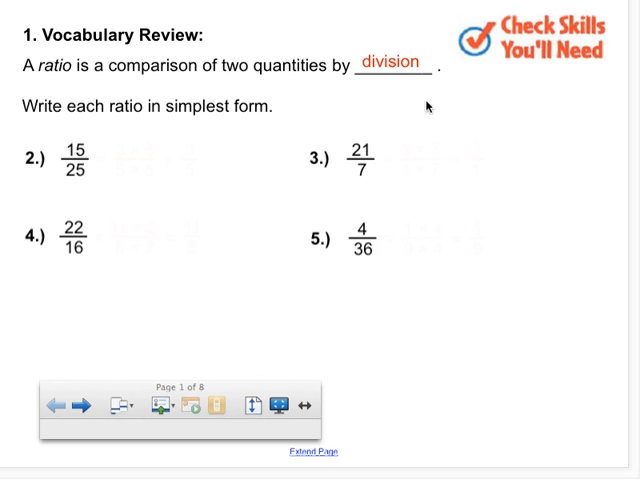Okay, write each ratio in simplest form. It has to stay as a ratio. A ratio consists of two numbers. If you make it into one number, you don't have a ratio anymore. You're thinking of fractions. Okay, so I'm going to go back and restart.